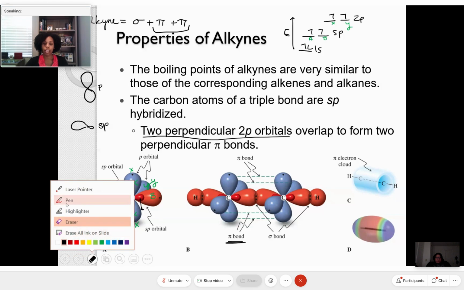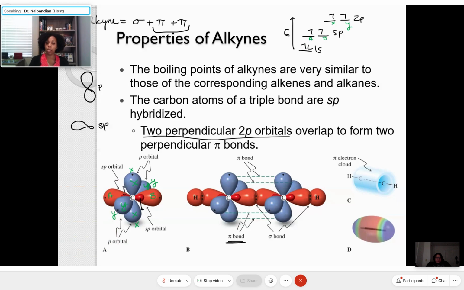So we can see our pi bonds. Those green lines are showing you the different pi bonds, and you see we have two pi bonds. Well, what about our sigma bond? Remember, sigma bonds are face-to-face overlap, not side-to-side. And to make sigma bonds, we use hybridized orbitals. To make pi bonds, we use unhybridized 2p orbitals.